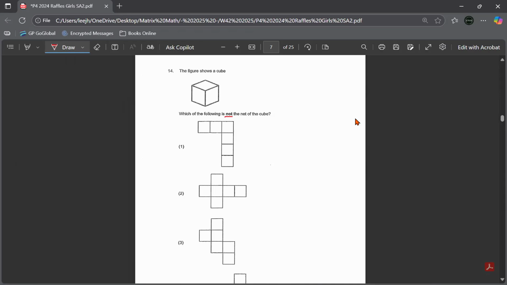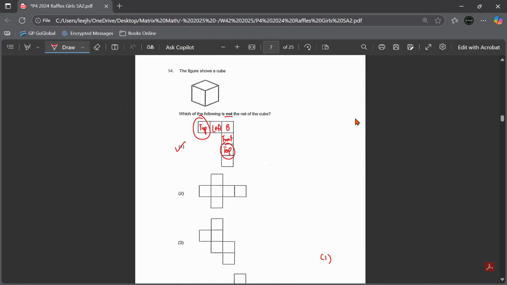So if you look at this, I'm going to take this as the base. So this is the base. So this will be the left side. So when I flip it up, this is the top. This one will be the front, right? Then if I flip up, then this one will be the top as well. So I cannot have two tops here. Correct or not? Because it doesn't make sense really. So actually, your answer is option number 1. That is not the net of the cube.